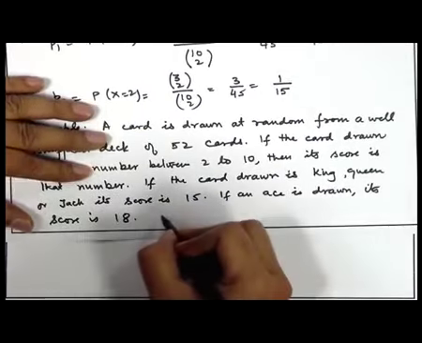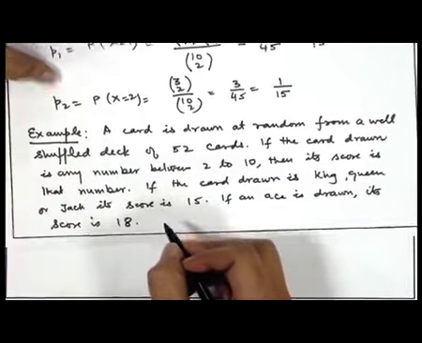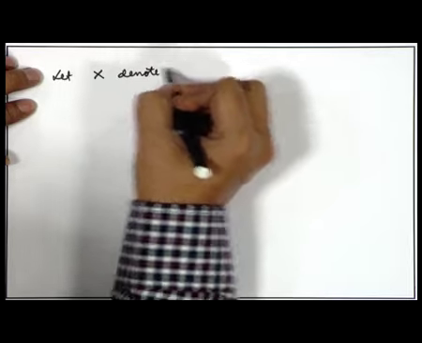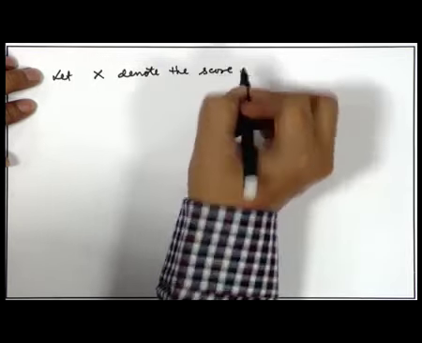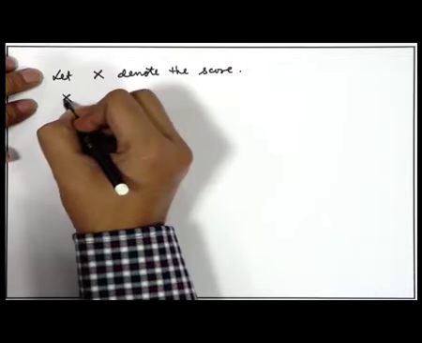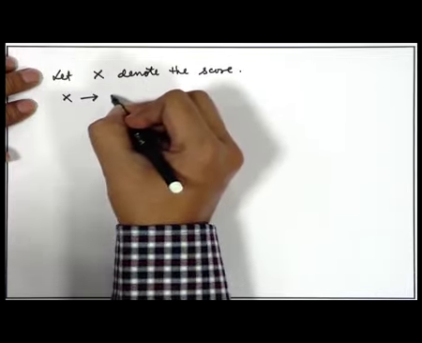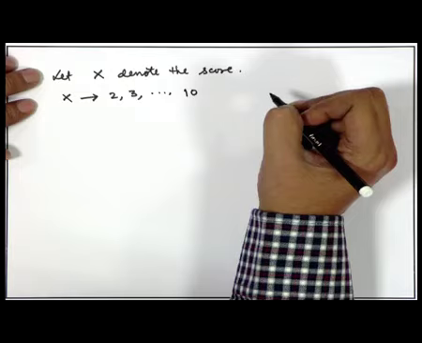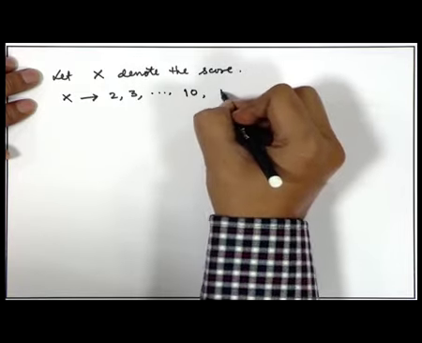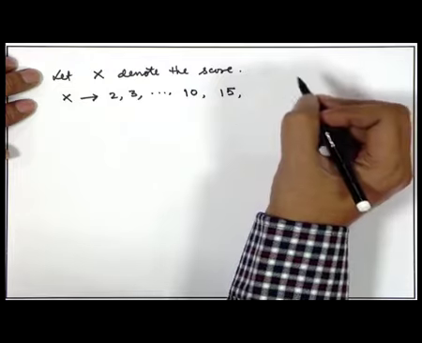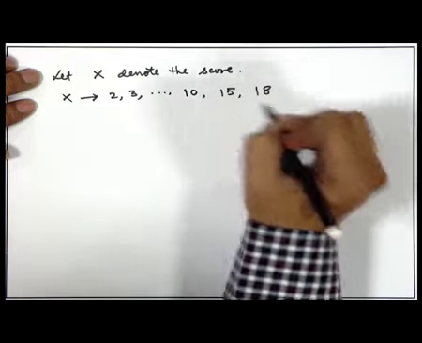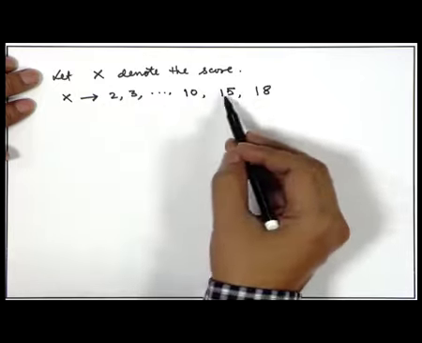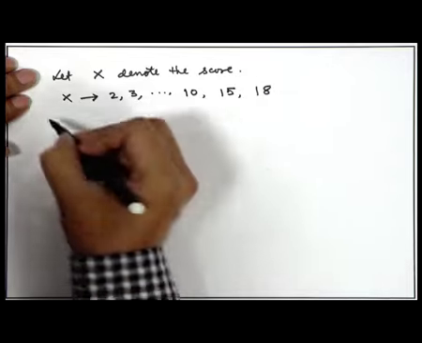Okay, so let us look at the random variable. Let x denote the score. Then what are the possible values of x? The possible values of x are 2, 3 up to 10. If the king, queen or the jack is drawn, the score allocated is 15, and if an ace is drawn, the score allocated is 18. So, the values that x can take are 2, 3 up to 10, 15 and 18. So, it is a discrete random variable.